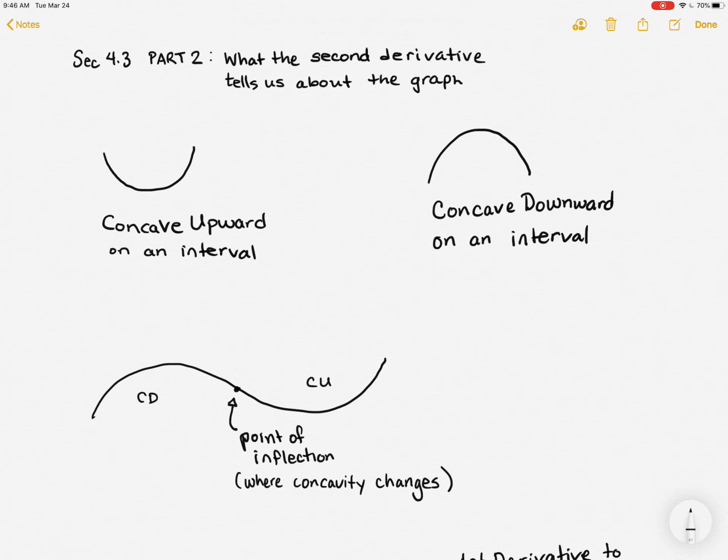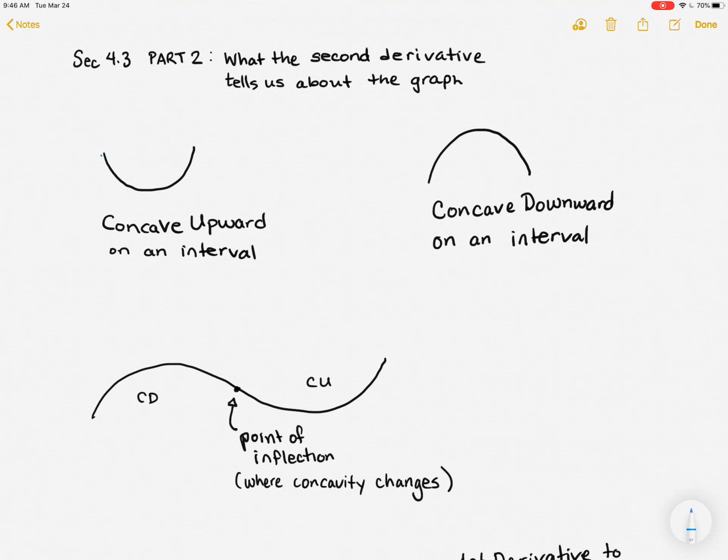Okay, so the second derivative is going to tell us about the concavity of a graph. And I've drawn you two pictures, one in which the graph is concave upward on an interval, so it looks like a bowl that would hold water. And then concave down is the upside down bowl that would spill the water. I'm going to draw some tangent lines to the graph at each of these points.